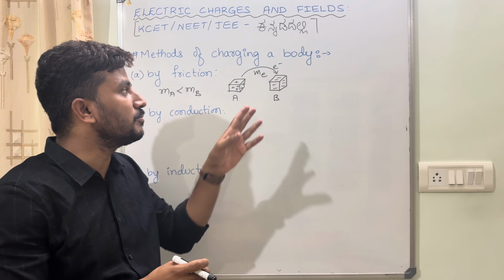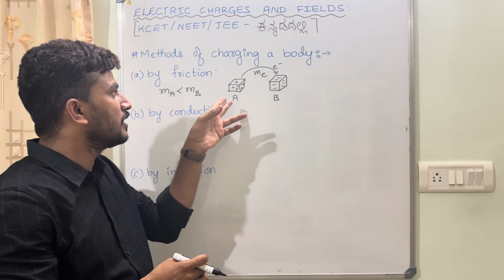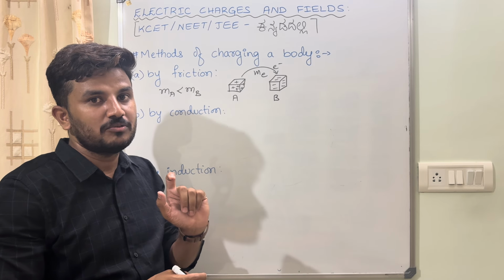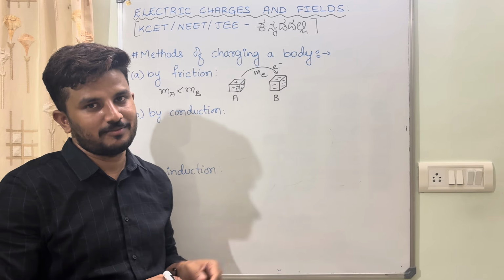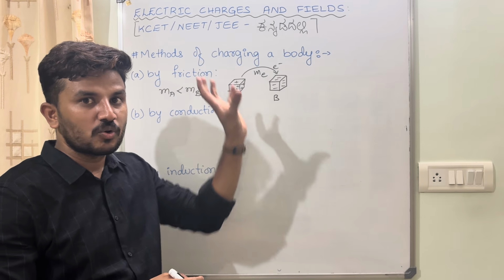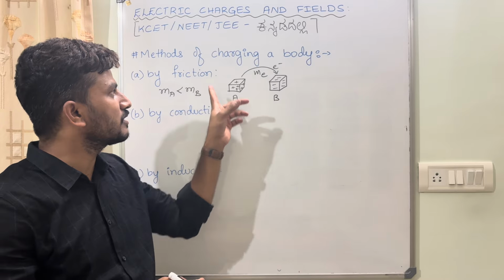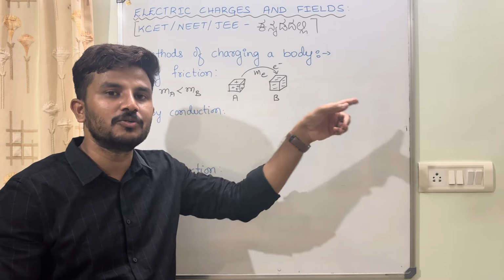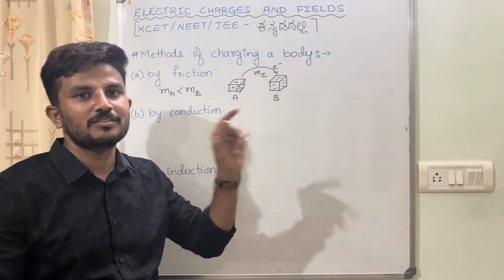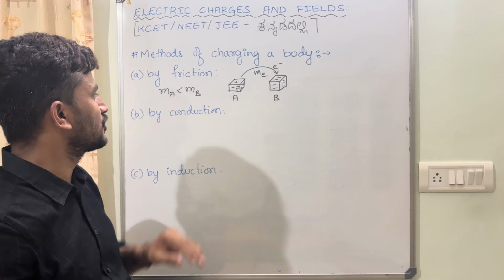The mass of body B increases, the mass of body A decreases, but the charge will be the same in magnitude but in opposite polarity. The polarity is different, negative charge and positive charge, but the quantity of charge will be the same. If 10 electrons jump, then 10 into e charge is transferred; if 20 electrons jump, then 20 into e. That is called charging by friction.